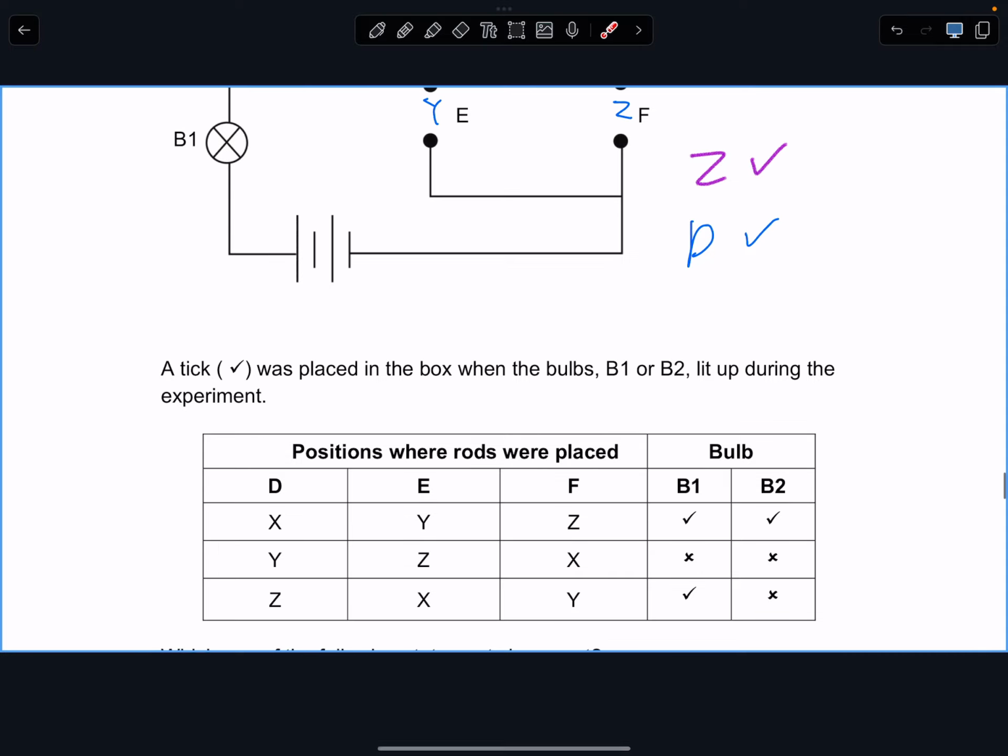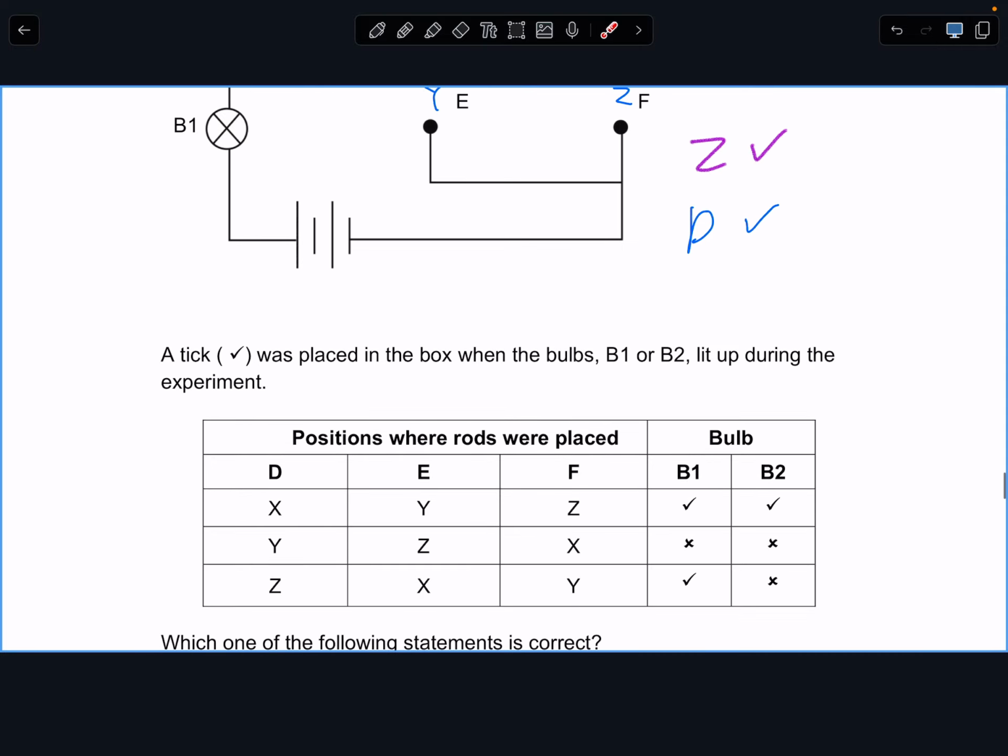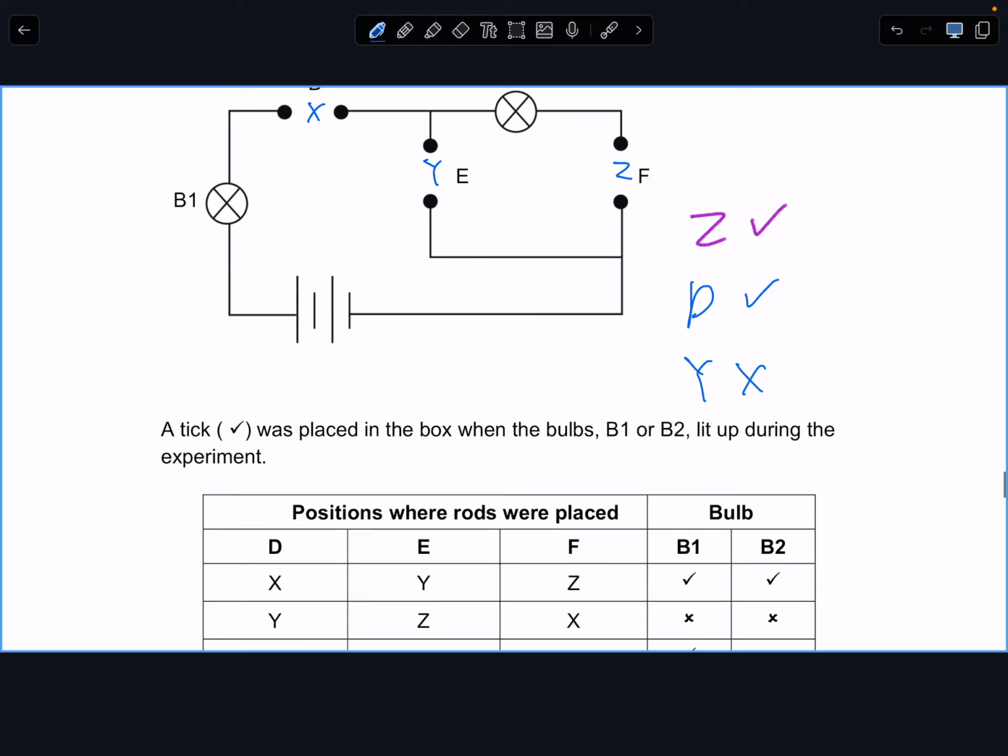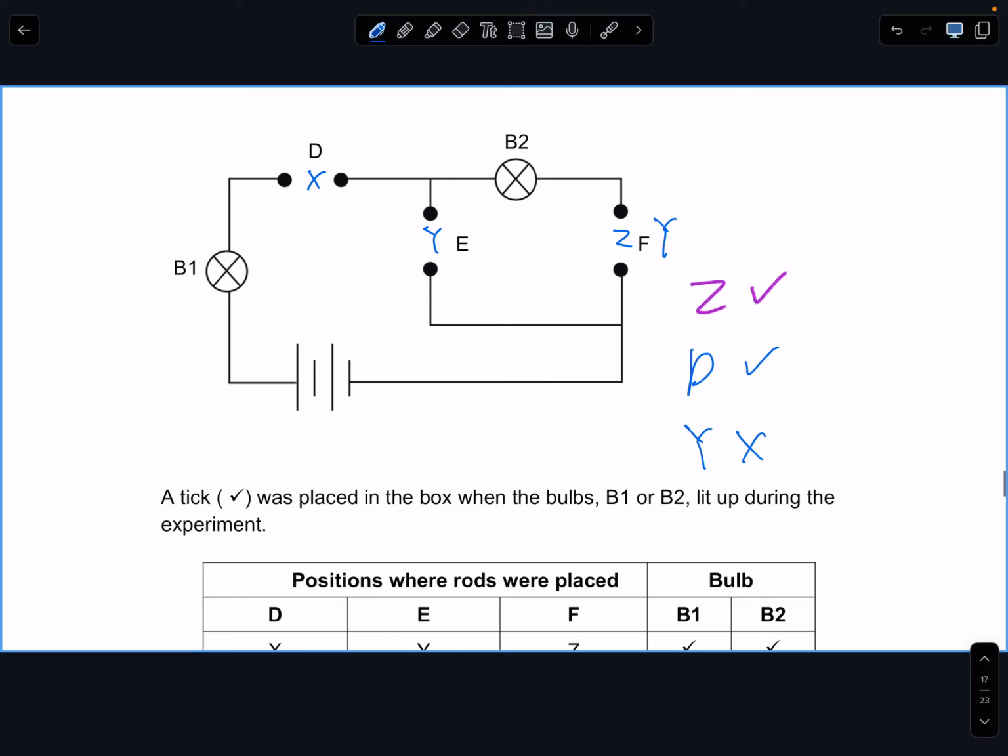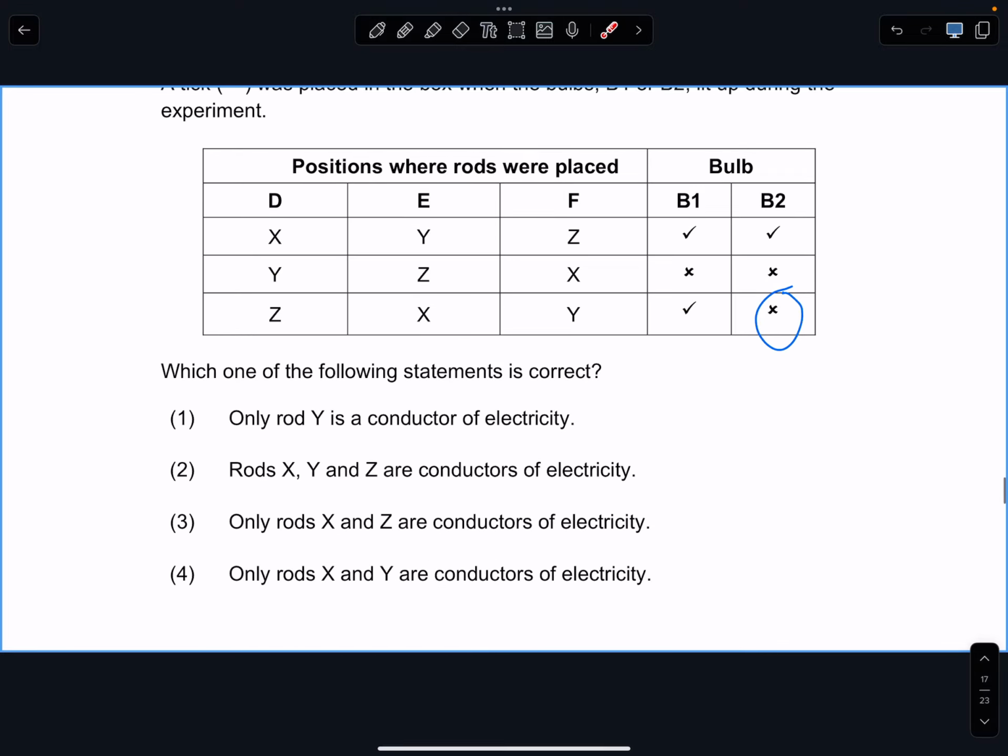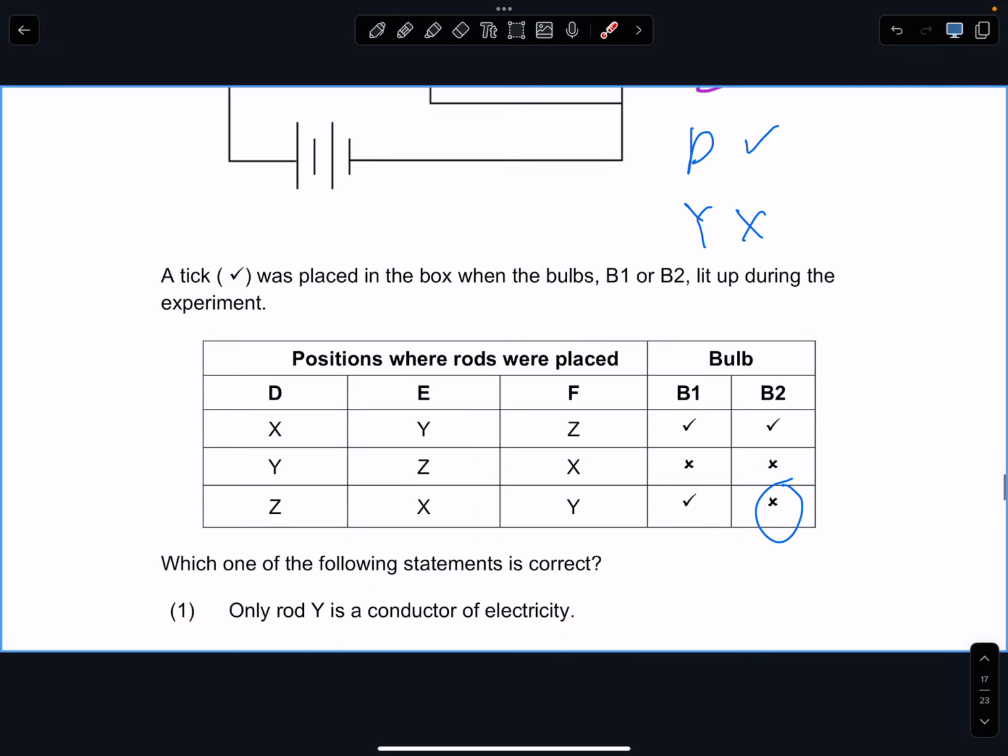This tells me that this is an insulator. And then after that, this confirms it also. When Y was an insulator, if Y is an insulator, when they put it here, your B2 did not light up. So this confirms, how come B2 never lit up? Because this is an insulator, my Y, so it cannot cross. So this confirms that when Y was placed here and Y was placed here, it didn't light up. So therefore, I know.